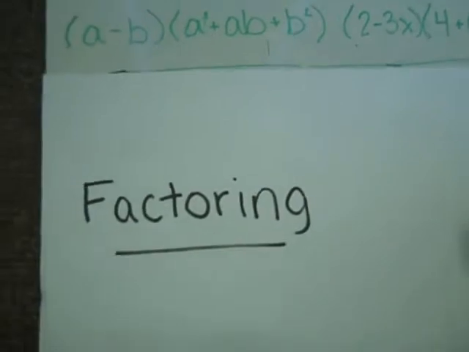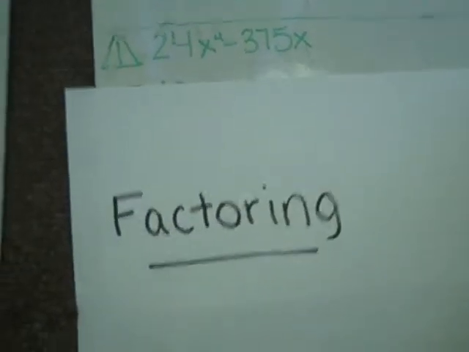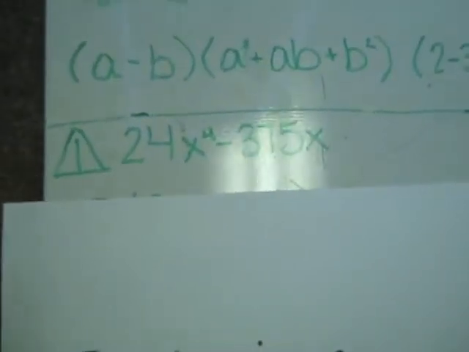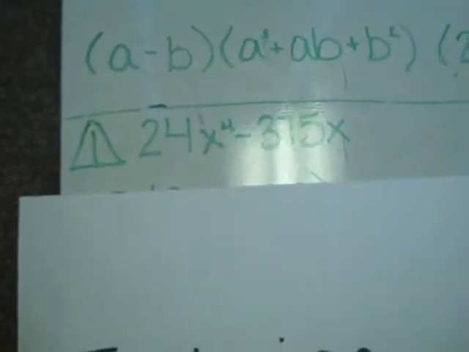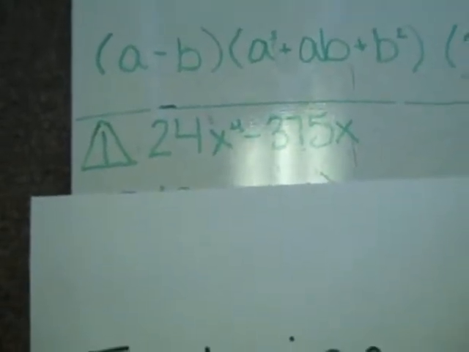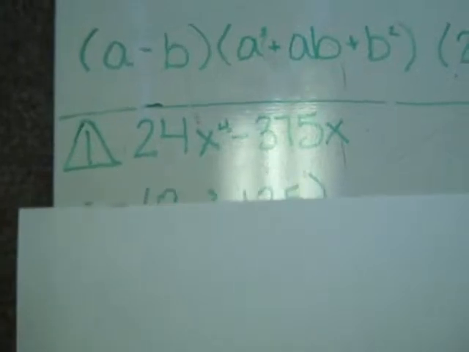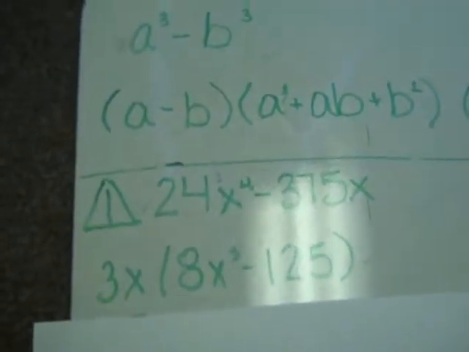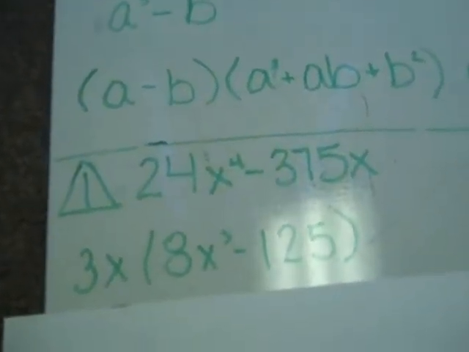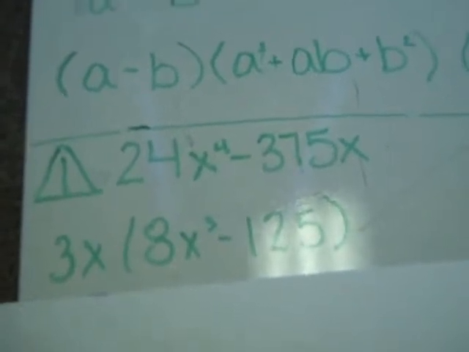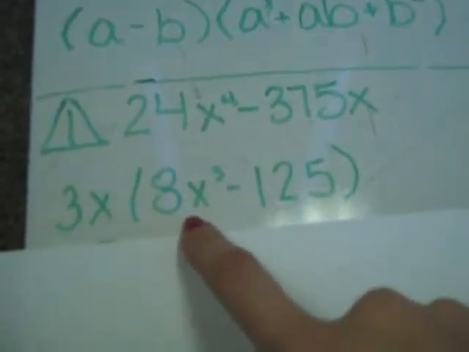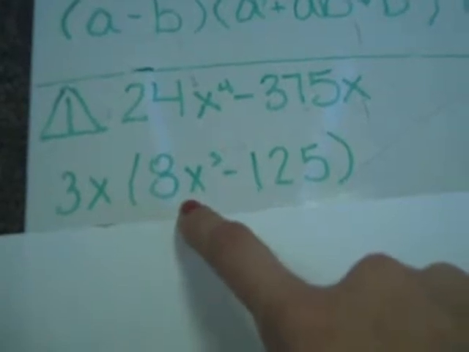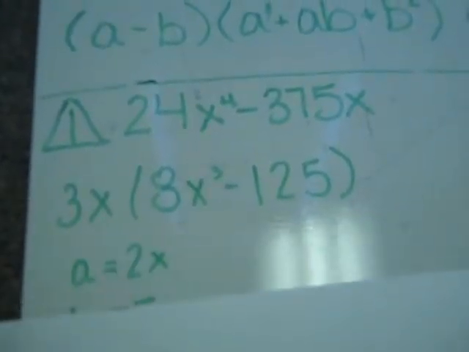Now on to our first problem. So our first problem will soon involve a difference of cubes. But first we always have to remember to pull out the greatest common factor. In this case, it is 3x. So now that it's pulled out, we can see that we have a difference of cubes. So we find our a term again. From 8x cubed, that becomes 2x. And from 125, that will become 5.